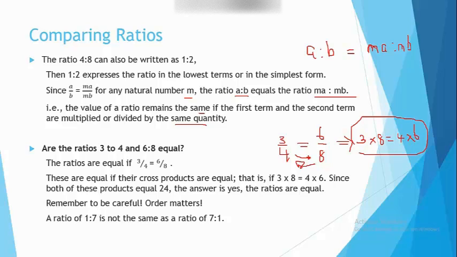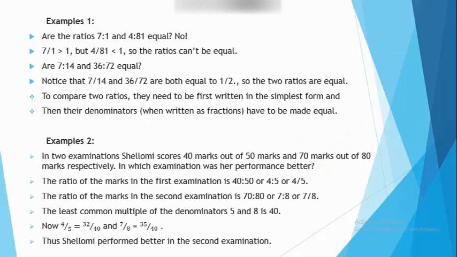Remember to be careful, order matters. So a ratio of 1 to 7 is not the same as a ratio of 7 to 1. Example 1. Are the ratios 7 to 1 and 4 to 81 equal? No, because 7 by 1 is greater than 1, but 4 by 81 is less than 1. So the ratios can't be equal.